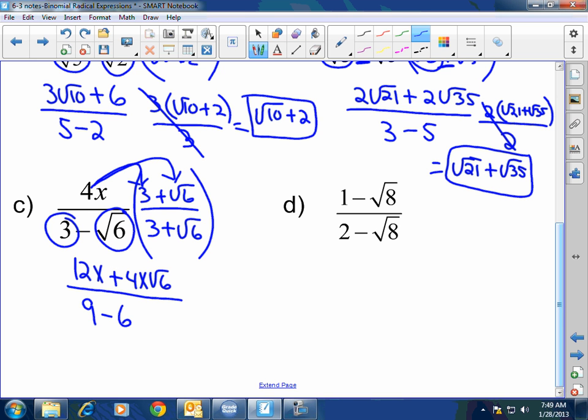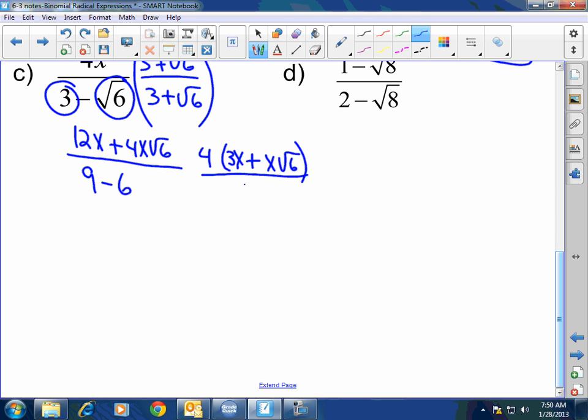So from the top, I'm going to go ahead and factor out. I can factor out a 4, I guess. So let's go 4, 3x plus x square root of 6. I cannot add those together. They're not like terms. Over 3. I cannot reduce anything here, so I'm done. That's my answer.